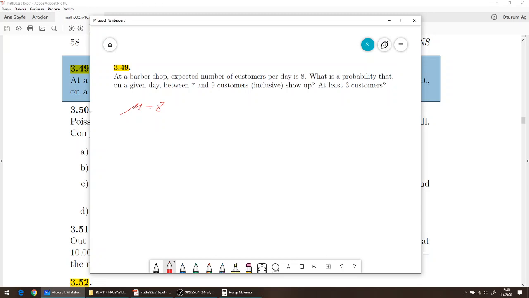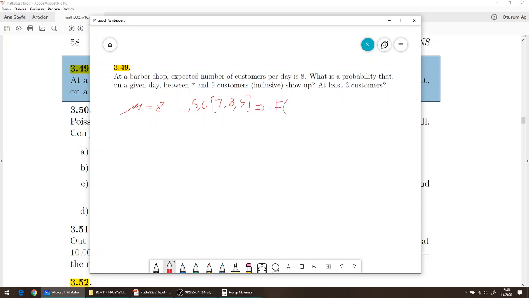What is the probability that on a given day between 7 and 9 customers inclusive show up? That means inclusive. Yes, these are included. These are not included.